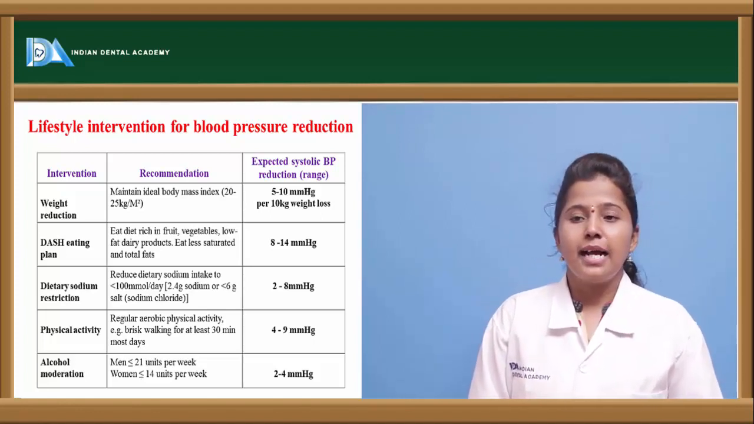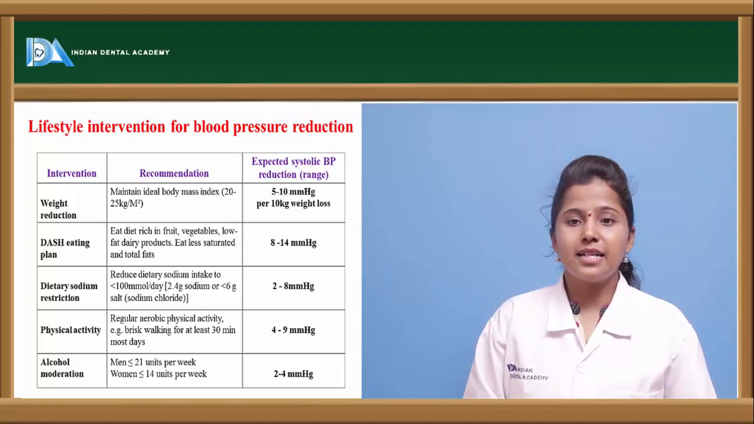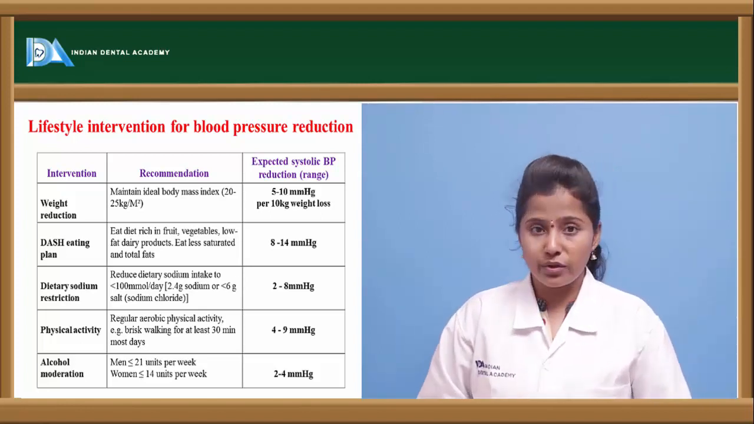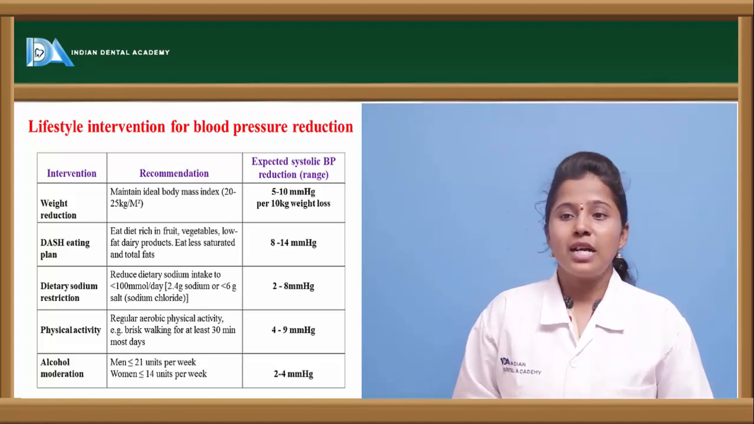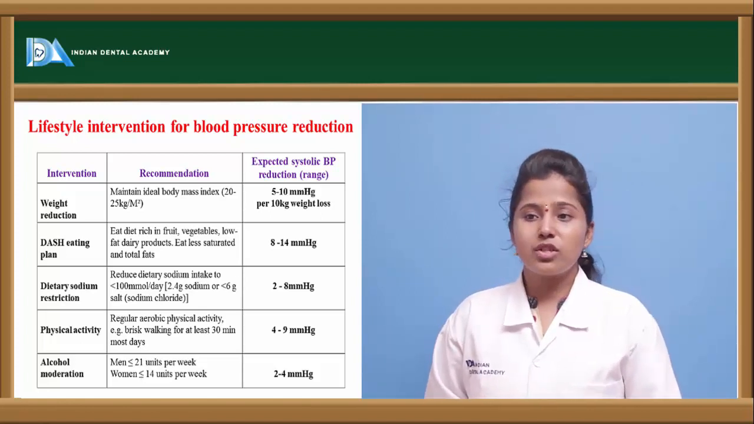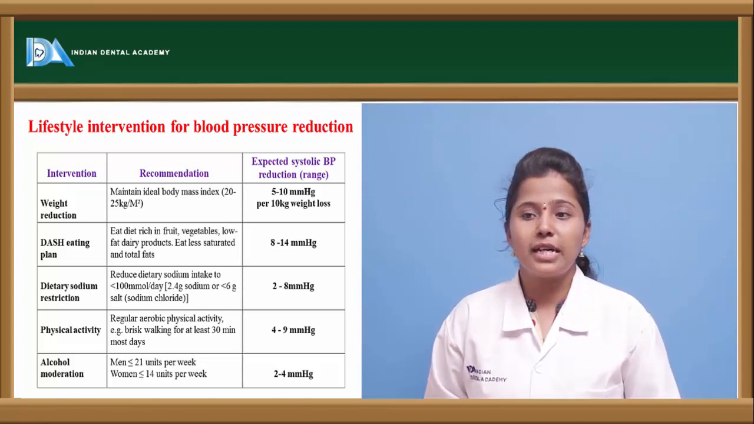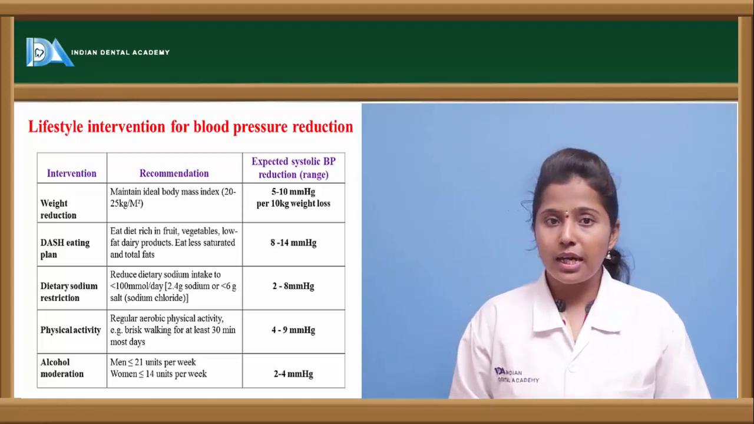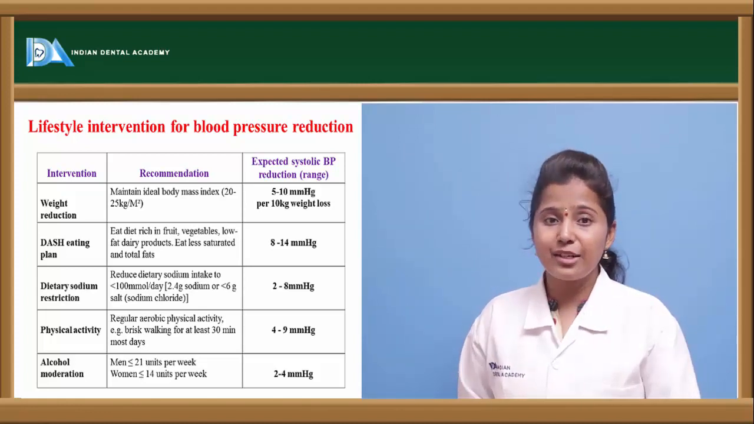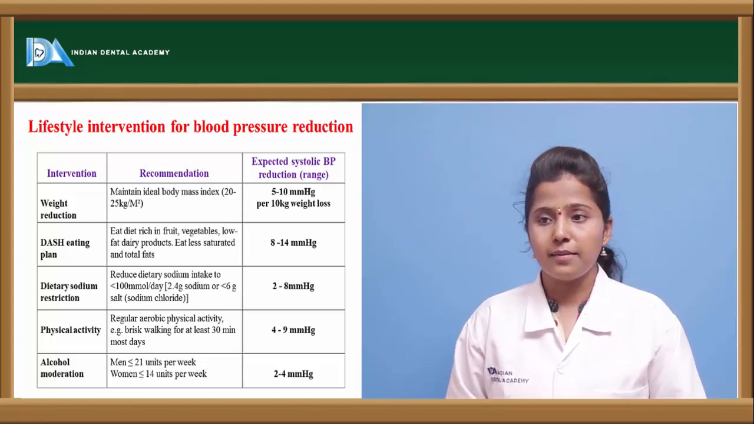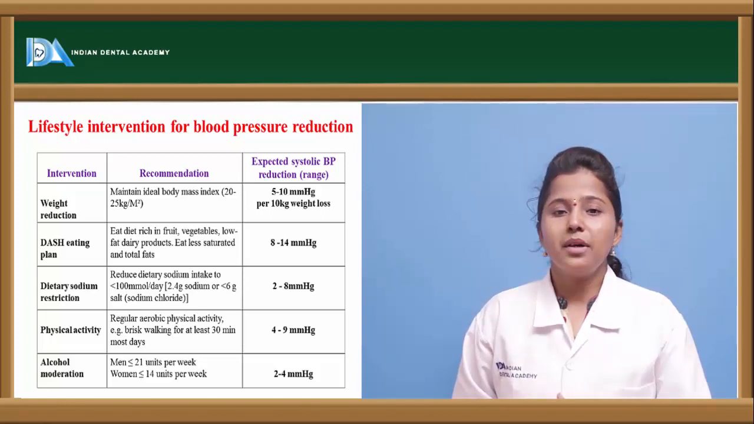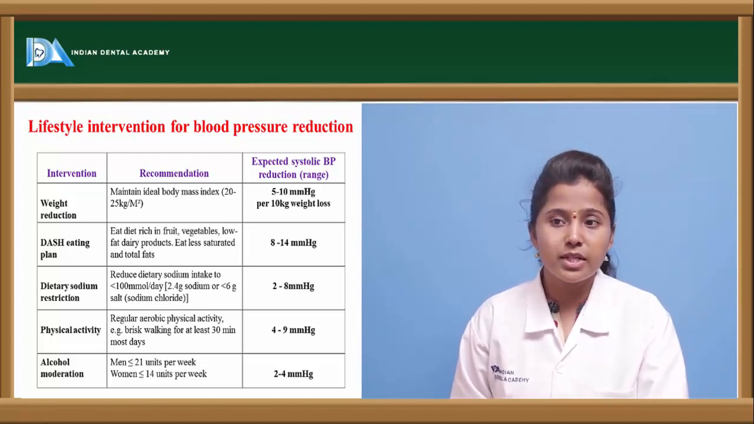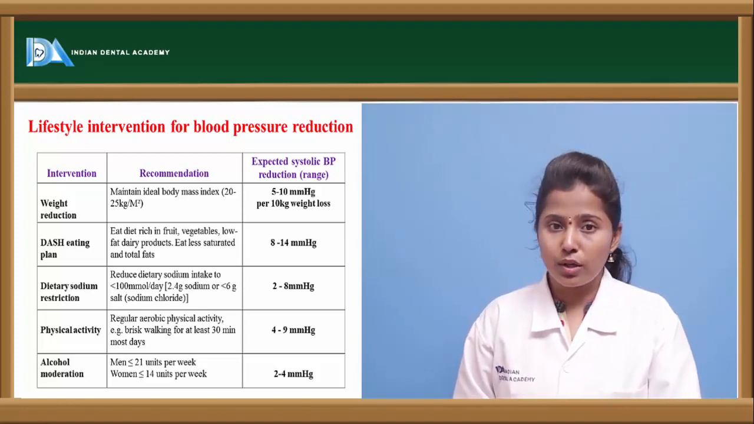And the other one is the DASH eating plan. The DASH eating plan is a 6-meal plan or 4-meal plan which we have to follow. It includes a diet rich in fruits, vegetables, low-fat dairy products, and eating less saturated and total fat. So fruit intake and vegetable intake, that is, a healthy diet, should be taken properly. And dietary sodium restriction. The food products which are high in sodium should be reduced, or the intake of sodium should be reduced.